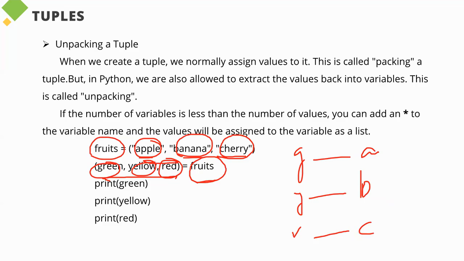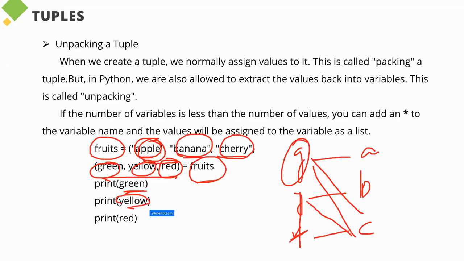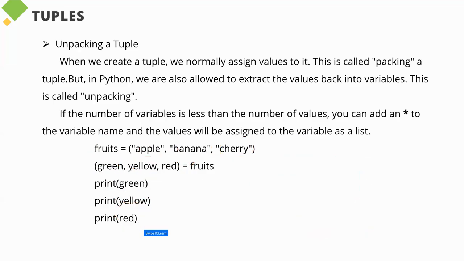If you have a doubt, what if there are only two colors, like green and yellow equals fruits? Then green gets apple, and the leftover goes to yellow itself. What if there is only one variable? Then all three are mapped to the single variable. If you ask for print of green, it unpacks the tuple and prints apple. If you print yellow, it gives banana. Print red, it gives cherry. If you want to check the output, let's copy this.